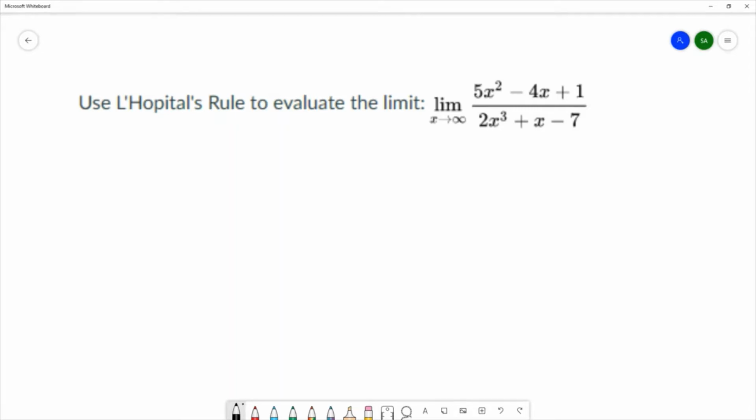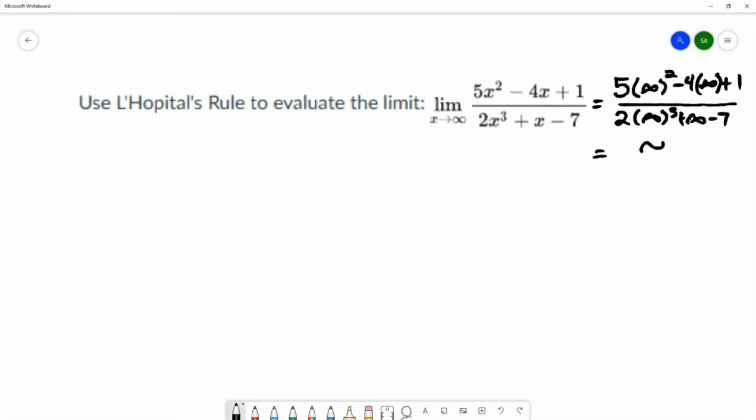And if we try to evaluate this limit with direct substitution, we would have 5 times infinity squared minus 4 times infinity plus 1 over 2 times infinity cubed plus infinity minus 7. And that's going to end us up with infinity over infinity, which is one of our indeterminate forms. So because we have this indeterminate form of infinity over infinity, that allows us to use L'Hopital's rule.